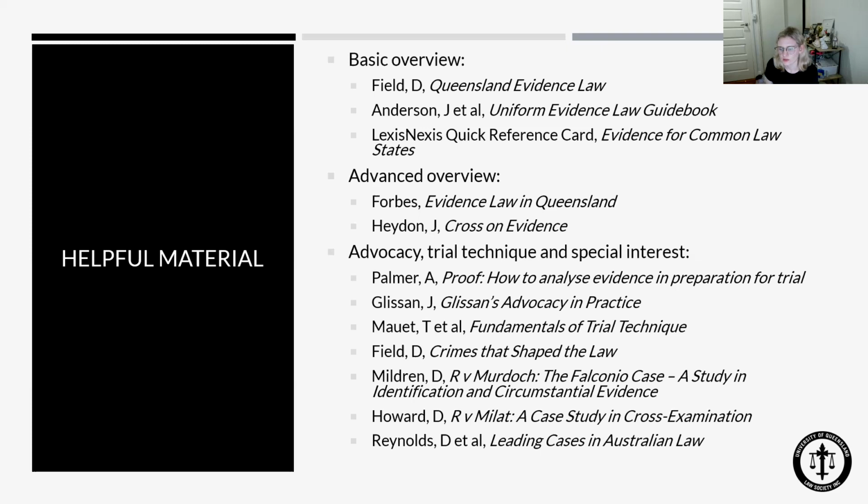The Reynolds Leading Cases in Australian Law is basically a 2-page summary of the 200 most cited cases in Australia. Some of those are evidence, some of them are civil. Then Browne v Dunn will be one of those, Makita v Sprowles will be one of those. It gives you a nice tight summary of those particular cases.